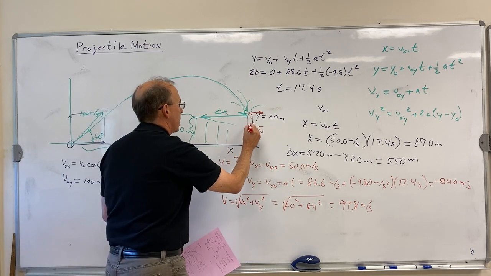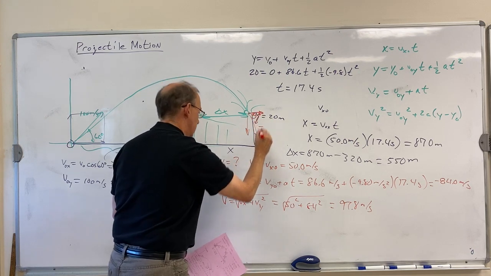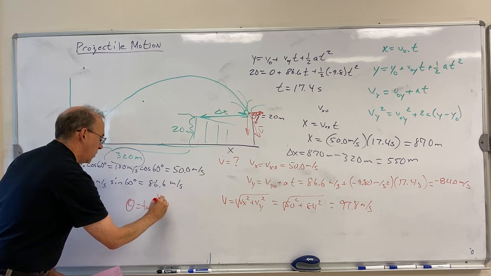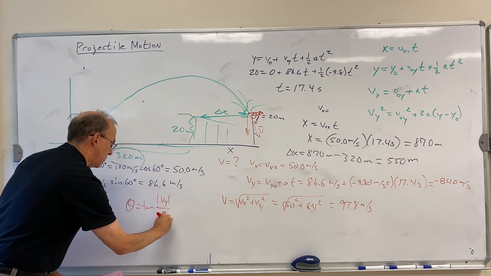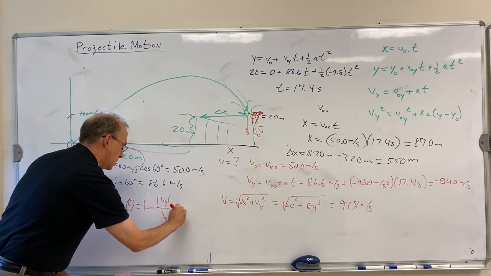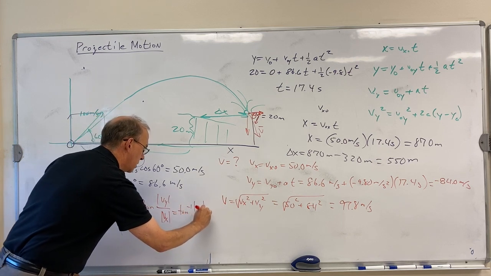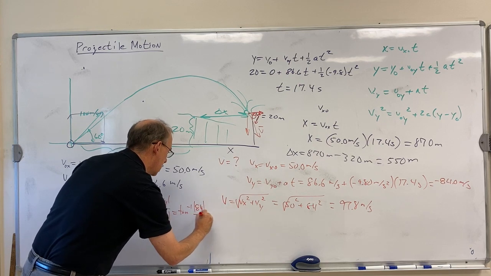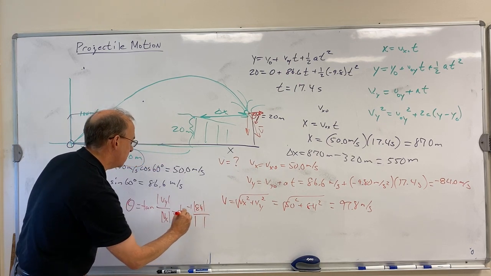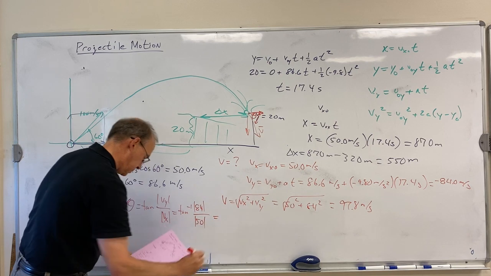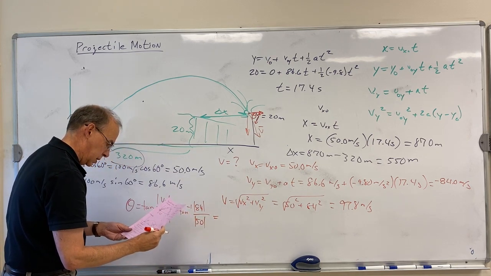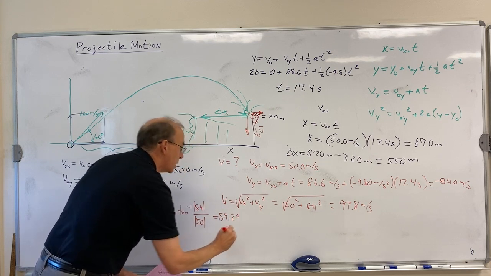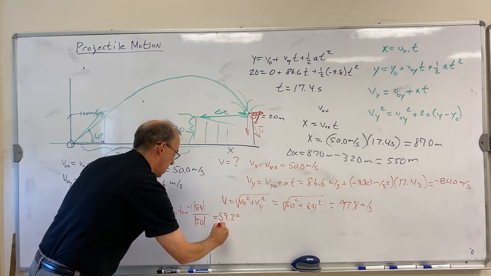The angle of the velocity here, theta, is the inverse tangent of Vy over Vx, is inverse tangent of 84 over 50, which is 59.2 degrees below the x-axis.